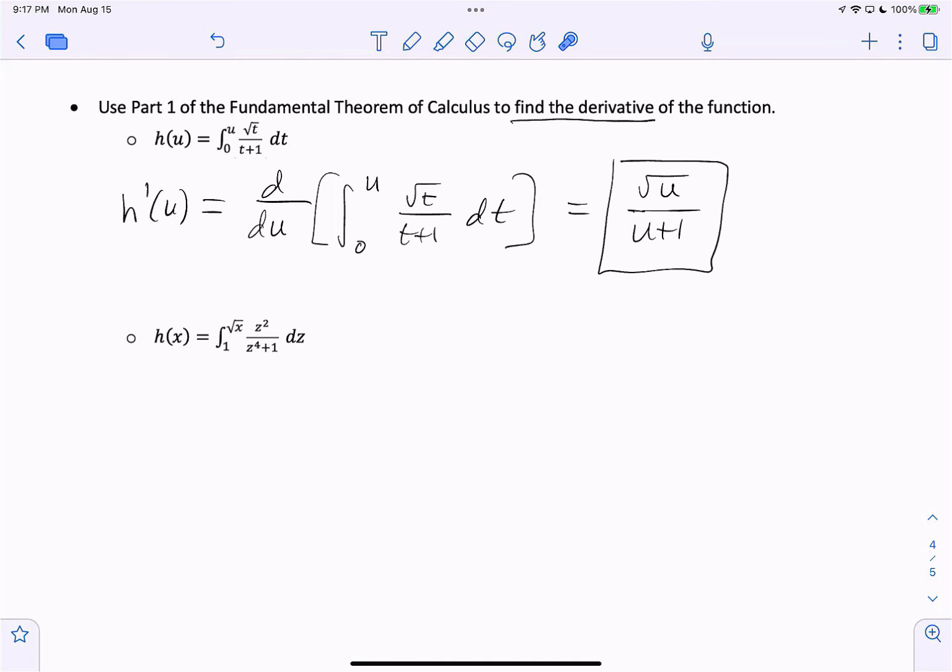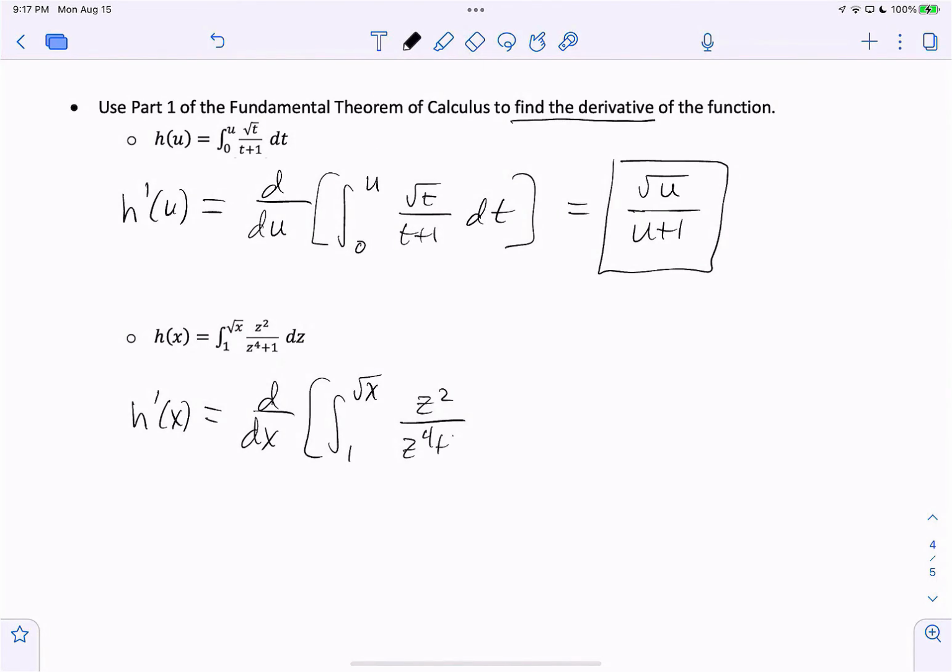This next one is a little more involved. Same instructions. Find the derivative using the fundamental theorem of calculus part 1 of h of x is equal to the integral from 1 to square root of x of z squared over z to the 4th plus 1 dz. I'll start it the same way. H prime of x is equal to the derivative with respect to x of the integral from 1 to the square root of x of z squared over z to the 4th plus 1 dz.